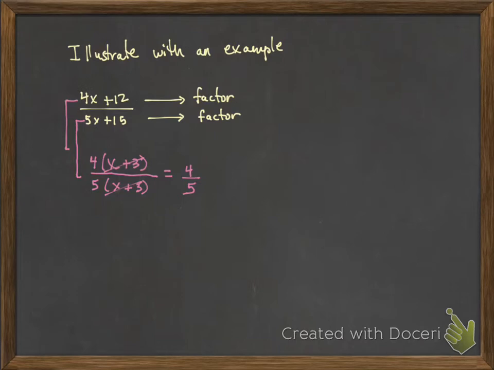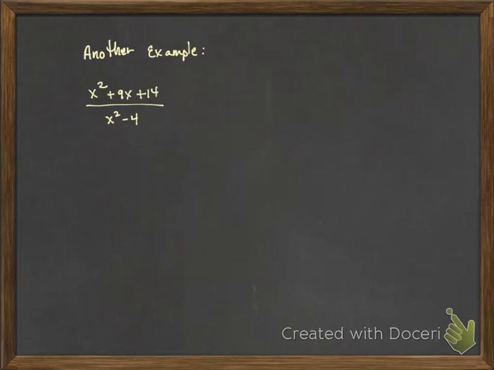Let's try one that's a little bit harder. All right, so again, we want to factor the top. This is a trinomial, so remember, we've been practicing those. We want the first terms to multiply together to give us x squared, and we want these last terms to multiply together to give us 14, but sum to give us 9. And I see that 7 and 2 are our factors.